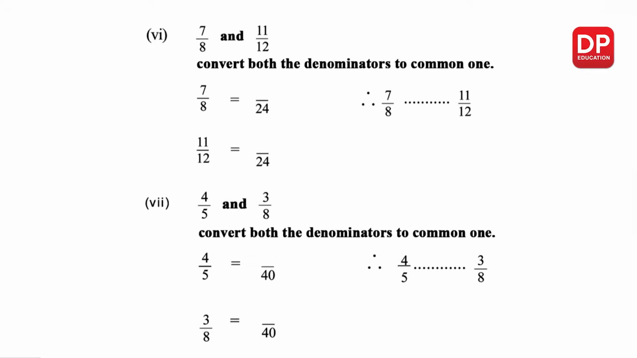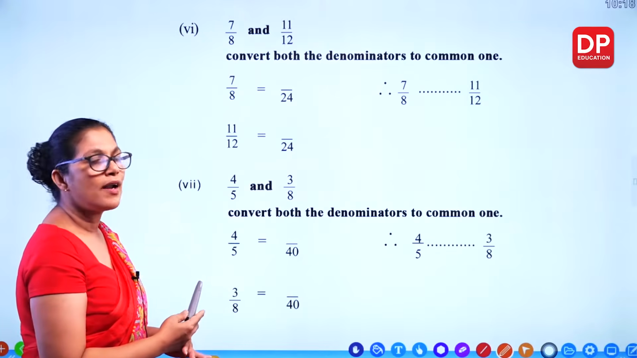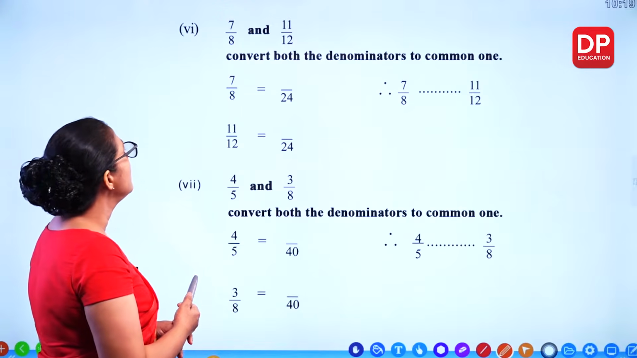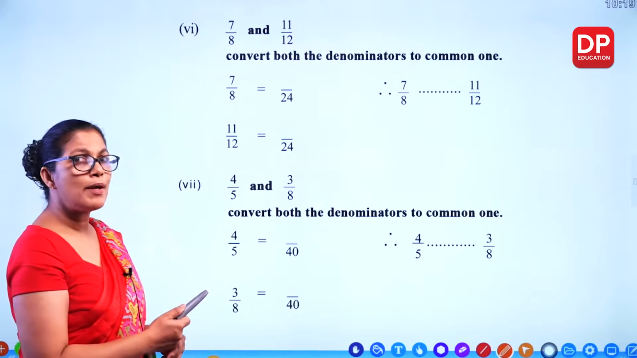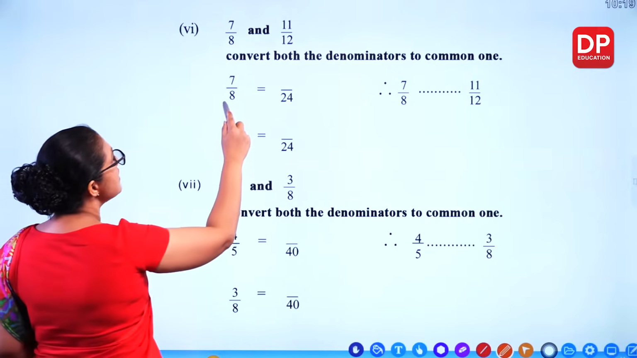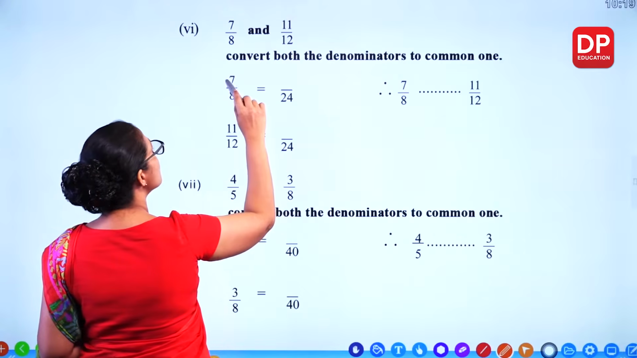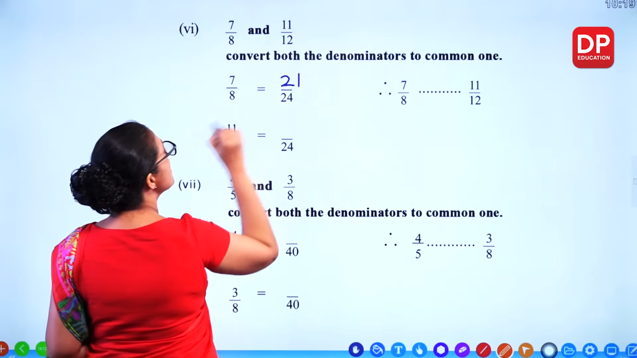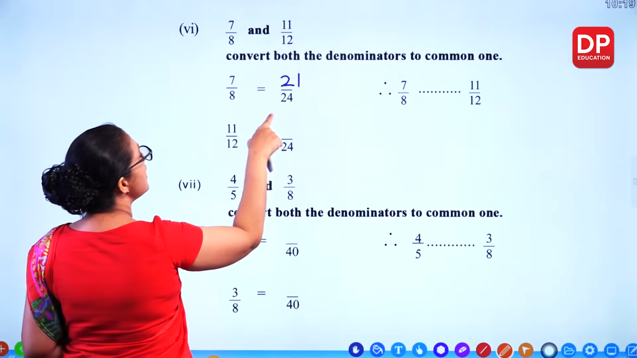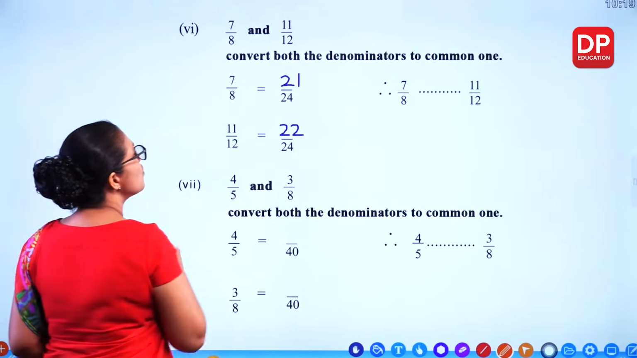7/8 and 11/12. What's the common one? You have to convert both the denominators to a common one. 8 and 12, lowest common multiple. That's 24. So 8 times 3, 24. So 7 times 3, 21. 12 times 2, 24. 11 times 2, 22.